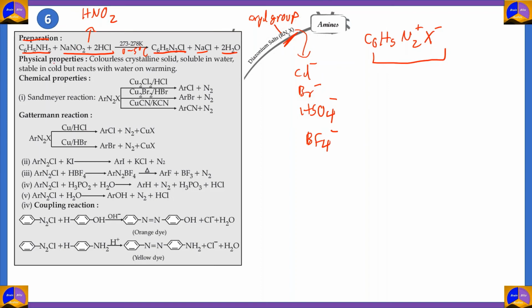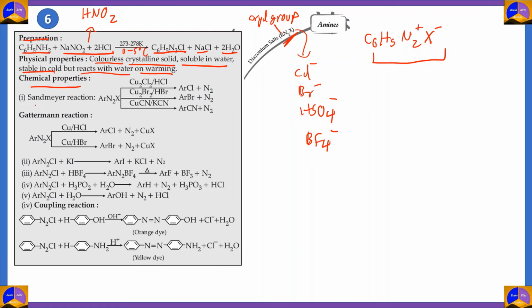Let's look at some physical properties. Now these diazonium salts are basically colorless and they are crystalline solids. Crystalline solids are a type of solids that we study in the first chapter. And these are soluble in water, but the special property here is that they are stable in cold environment, but they start reacting with water on heating. So when we heat benzene diazonium salt with water, then it starts reacting with water. Let's look at some chemical properties.